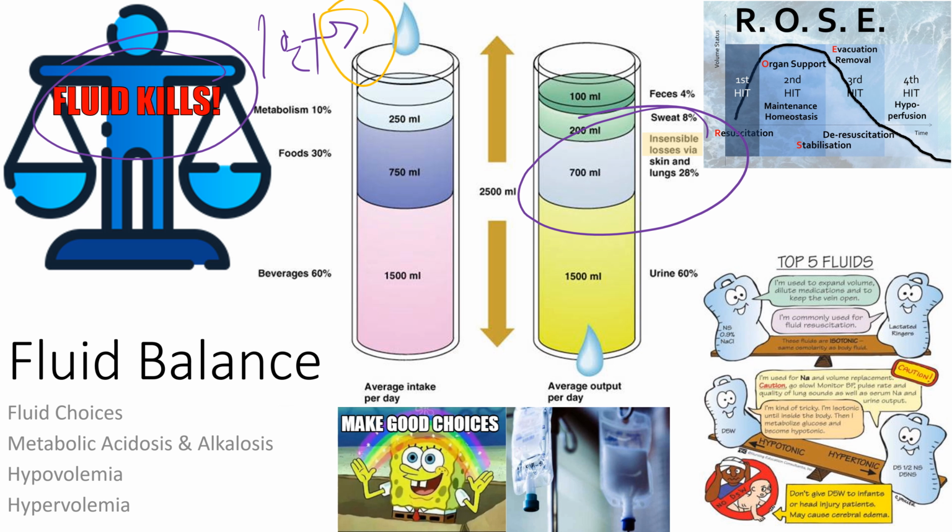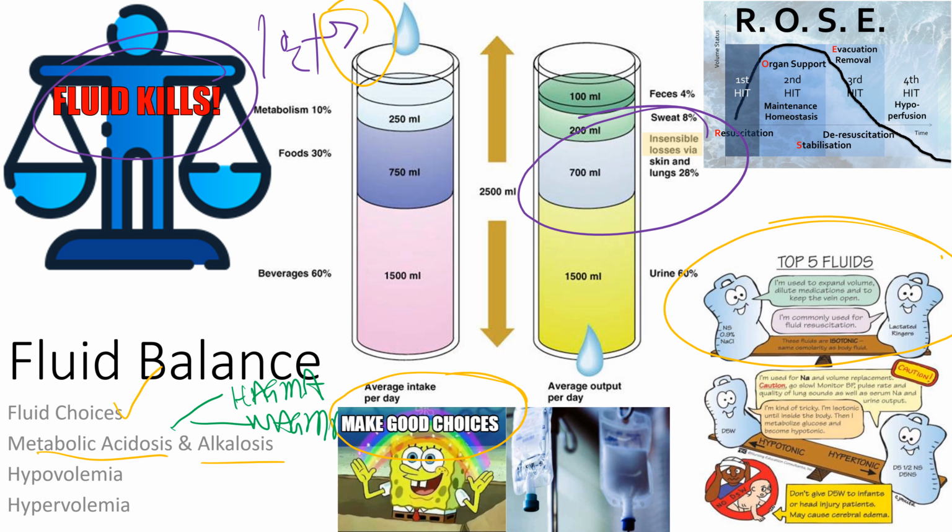So let's talk about fluids some more. Some isotonic fluids, such as normal saline and LR. We're going to make sure we're making good choices as far as fluid choices. We'll talk a lot about metabolic acidosis and alkalosis, your HAGMAs and your NAGMAs, what all those mean, and then we'll talk about hypovolemia and hypervolemia at the end, as far as how much fluid a patient should be getting. Is NS at 75 or LR at 125 too much or too little for a patient?